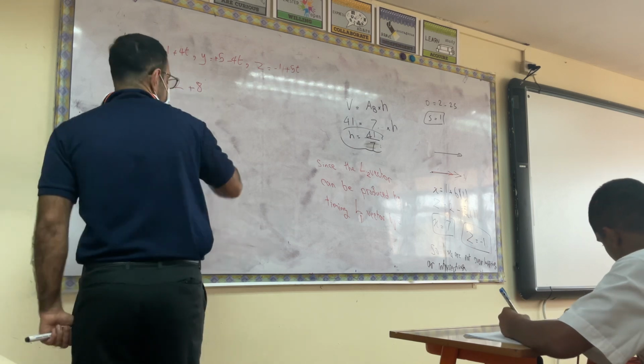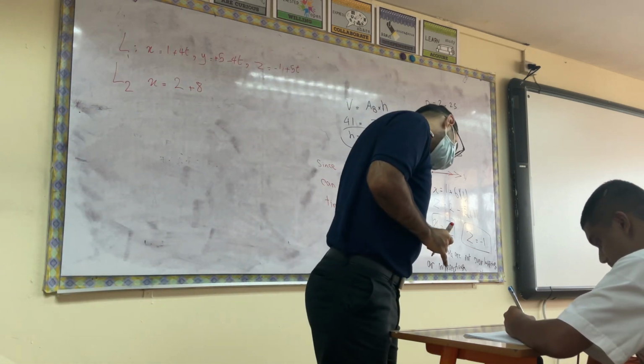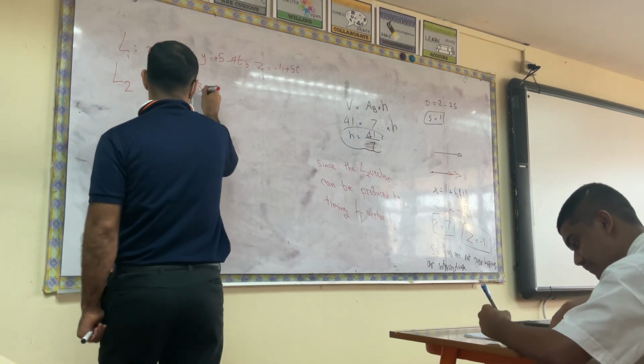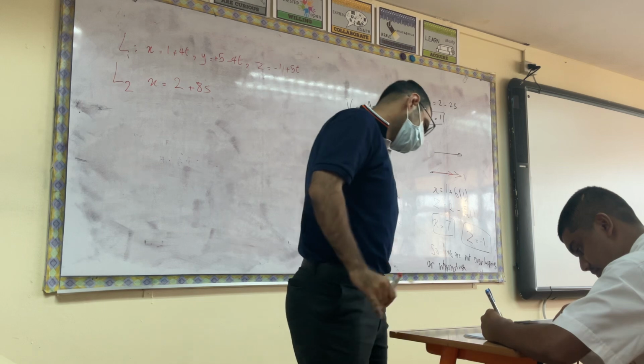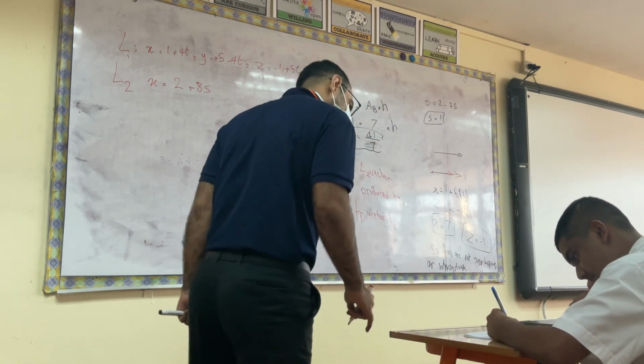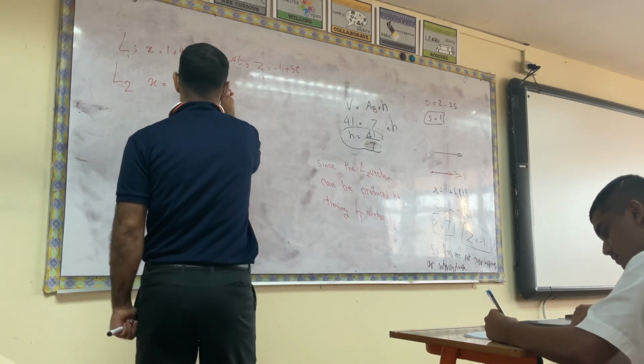Okay, so 1 equals 2 plus 8s, so negative 1 equals 8s, divided by 8, s equals negative 1 over 8.